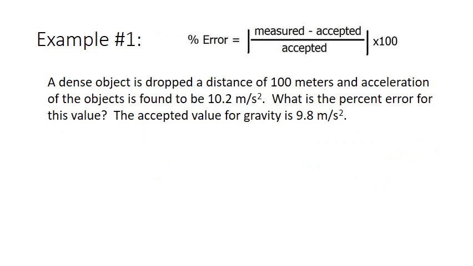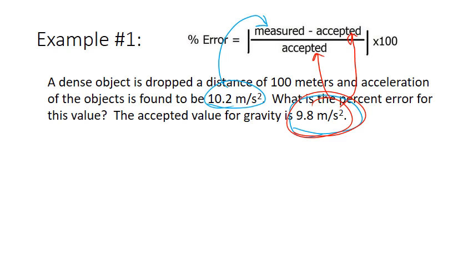So let's actually do a problem. The first example talks about how, in a lab, what you got was 10.2 meters per second squared for the acceleration of an object. But when you look at any scientific book, it says that the accepted value is 9.8 meters per second squared for the acceleration of gravity. So this is your accepted value because that's what the scientific community said, whereas this is what you measured, so that would be your measured value.